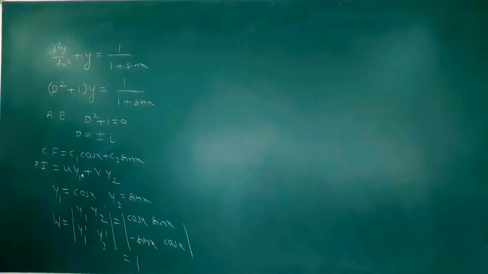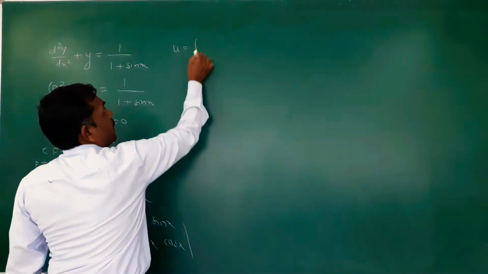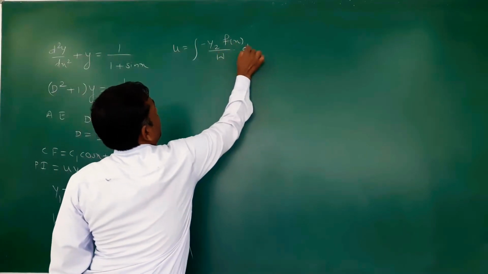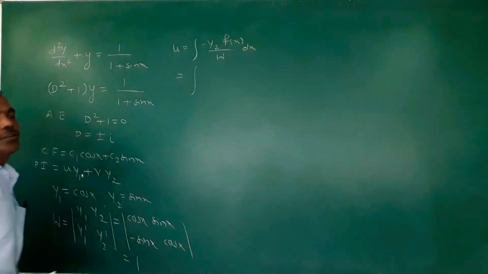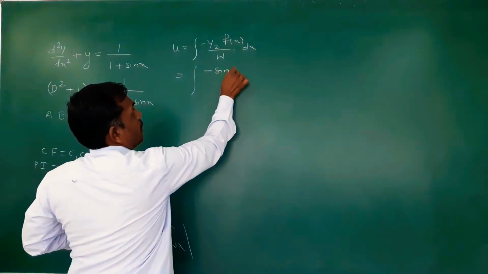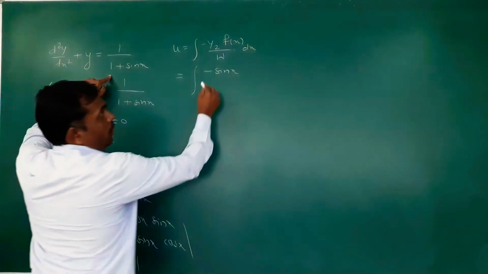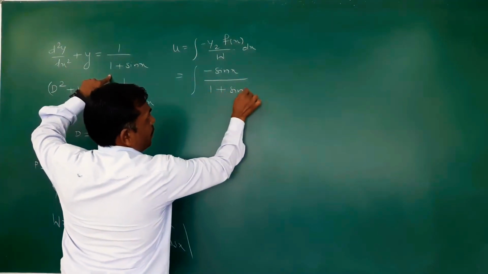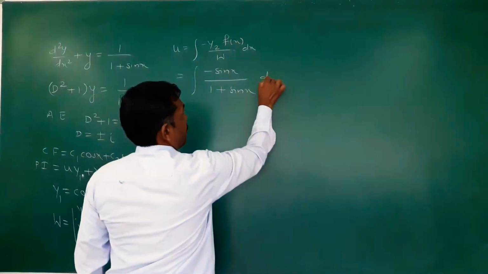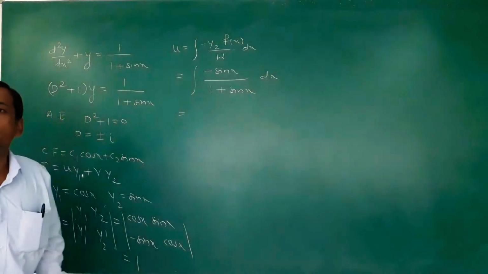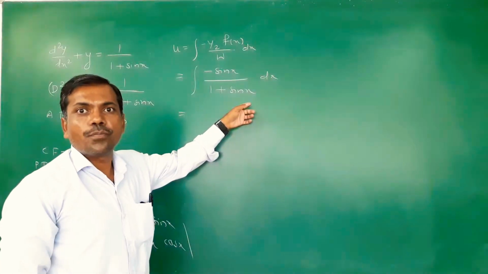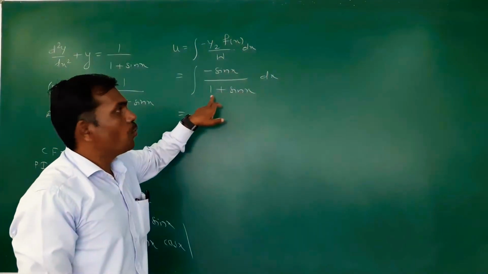Answer is 1. So u is equal to integration of minus y2 f of x upon W dx, which is equal to integration of minus y2, that means minus sin x, into f of x. f of x is 1 upon 1 plus sin x. And what is the value of W? W is 1, so no need to write it. Now the problem is the integration of minus sin x upon 1 plus sin x. Rationalize it, means multiply and divide by 1 minus sin x.